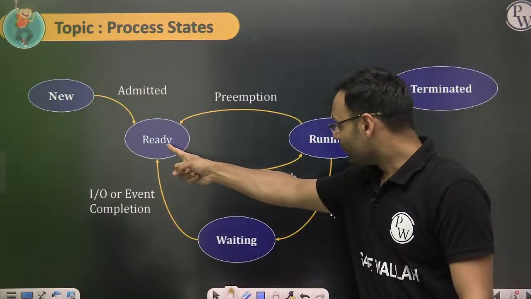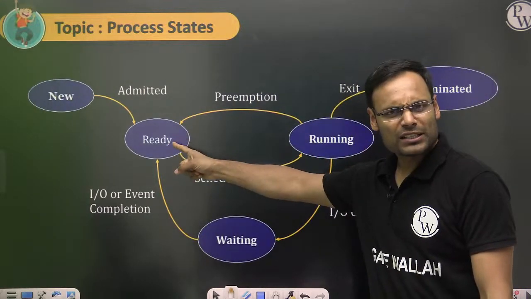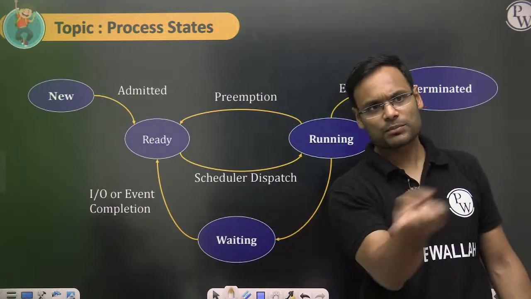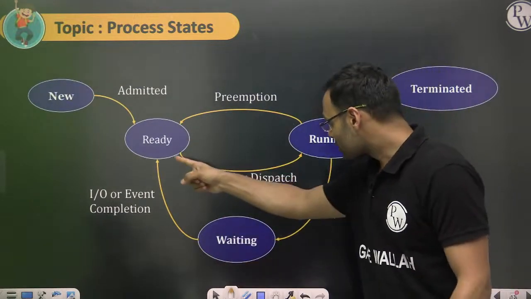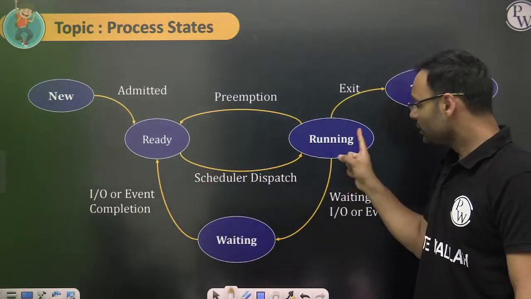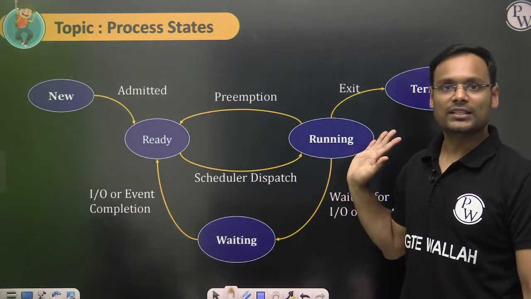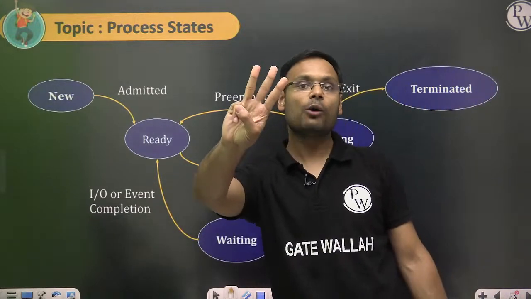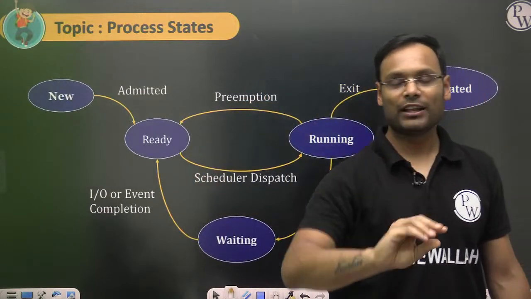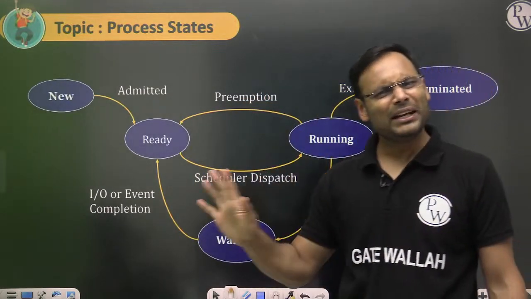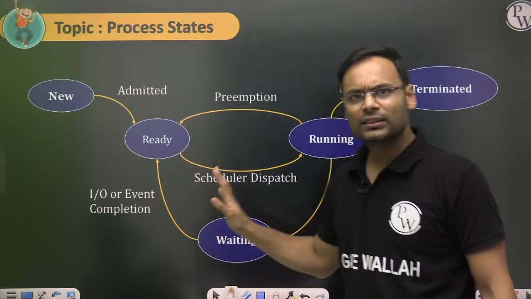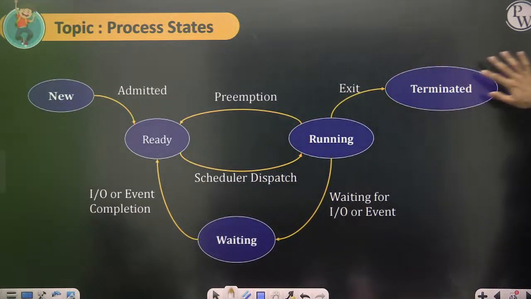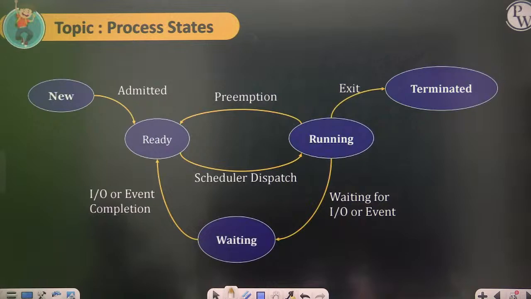Look at this. From the ready state, multiple processes are there. Among them, the operating system will choose process P3, you go to run. Process P3 is scheduled to run, and its state changes to the running state. Now from the running state, there are three outgoing edges. If the process is running and completed, done, finished, it will take the transition to exit, terminated.